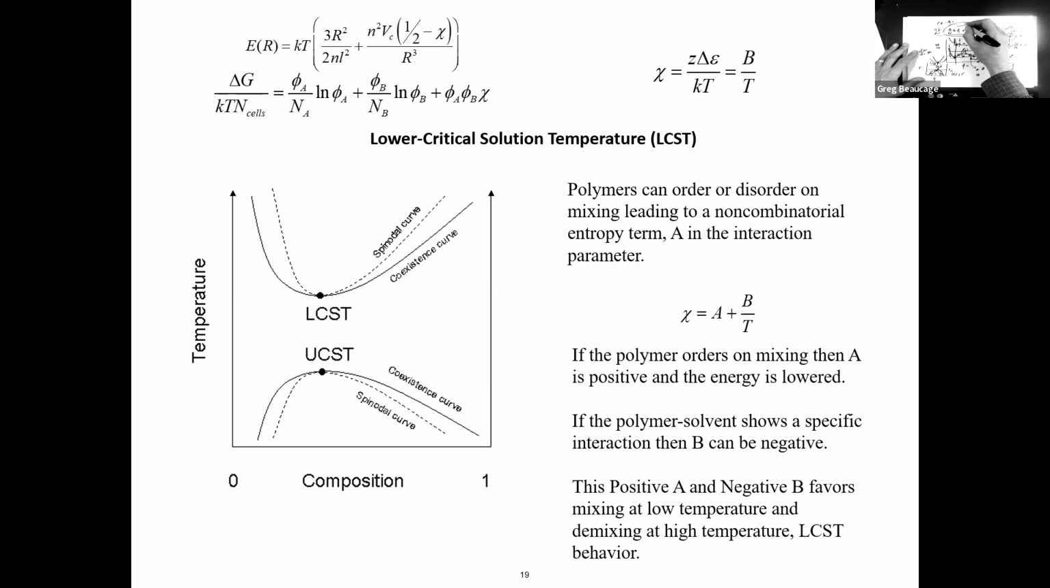So these are naturally a negative term because ln of something smaller than 1 is negative. This is automatically negative. This is usually positive and offsets it in UCST. But if you make B negative, make A positive, then when the temperature gets high, this term drops out and you only have the positive part, the bad part, and then you get phase separation.